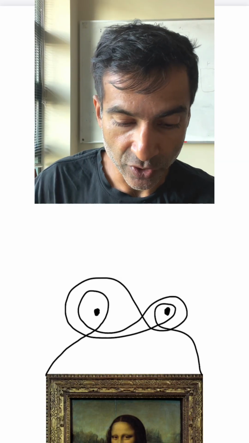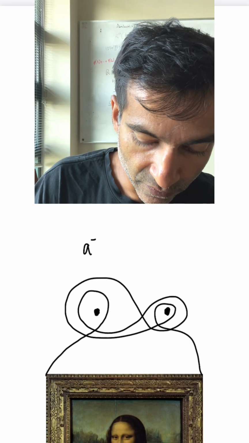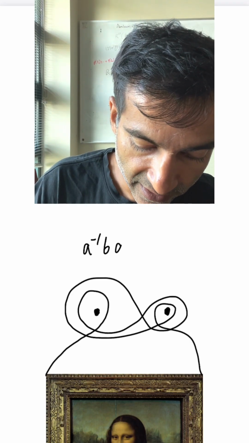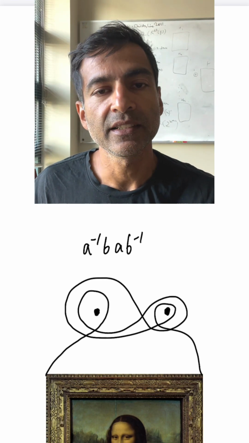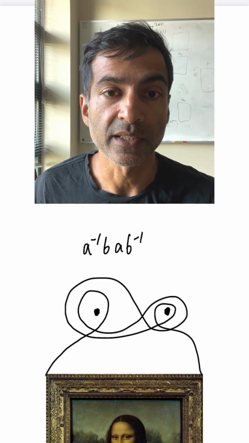This way of hanging the picture corresponds to A inverse, B, A, B inverse. And again, you see, if you get rid of the A or the B, then what you're left with cancels out.